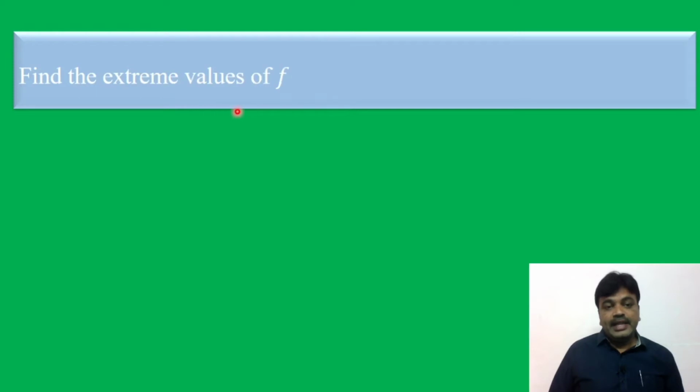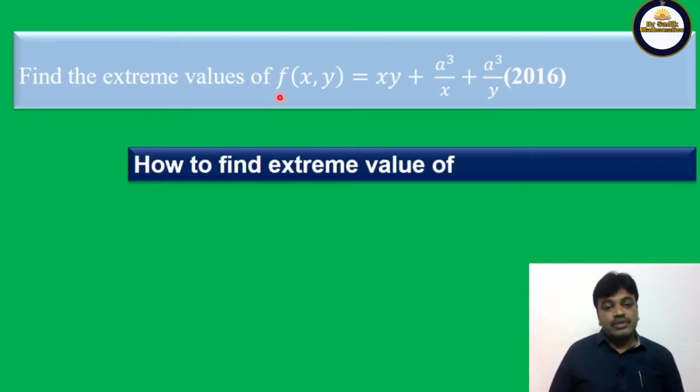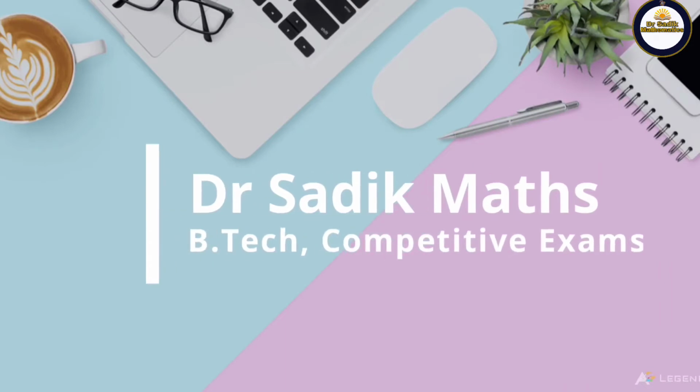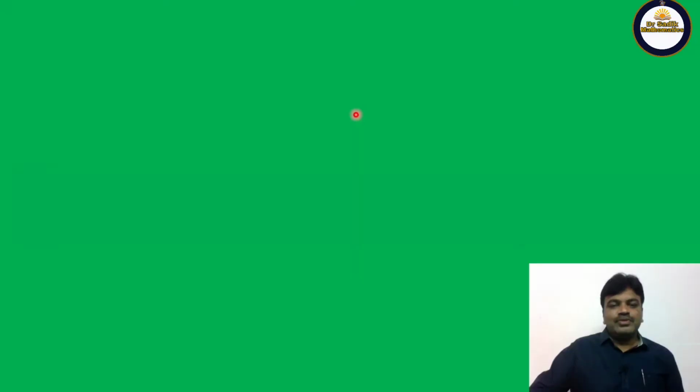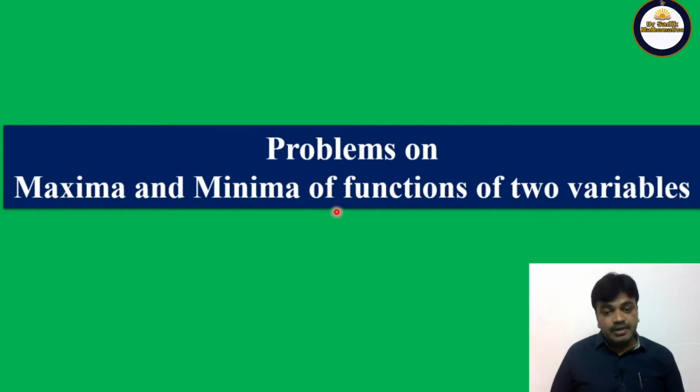Find the extreme values of f(x,y) = xy + a³/x + a³/y. How to find the extreme values of the given function f(x,y)? Today we discuss problems on maxima and minima of function of two variables. Let us see the problem.